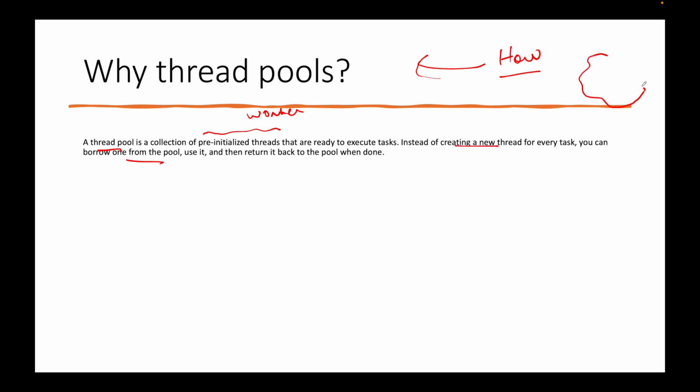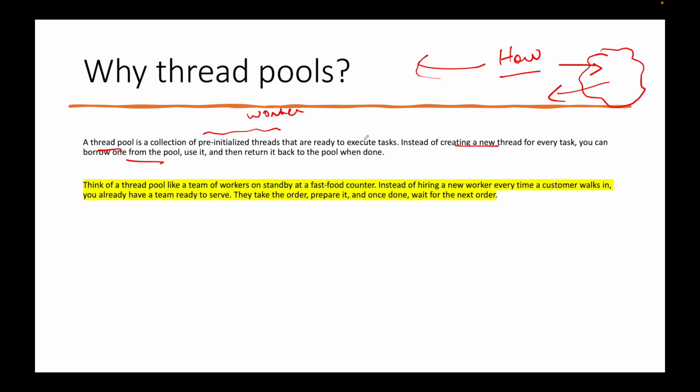So you have a pool of tasks, just borrow one from the pool, do the task, and then put it back. It will come back to the queue again, return it back to the pool. Now, the analogy which we were given. If you have a team of workers, the executor framework is more like teamwork.